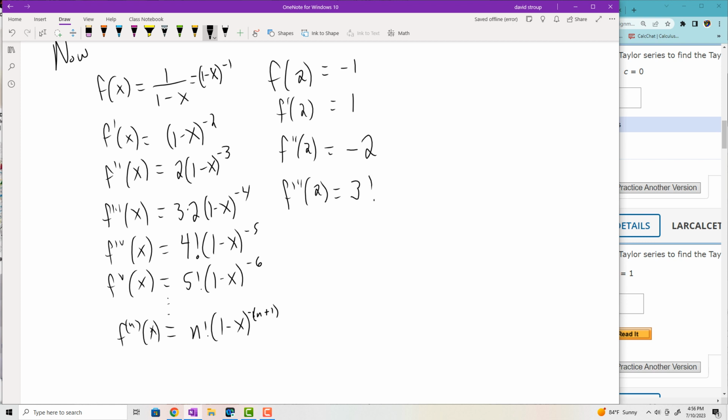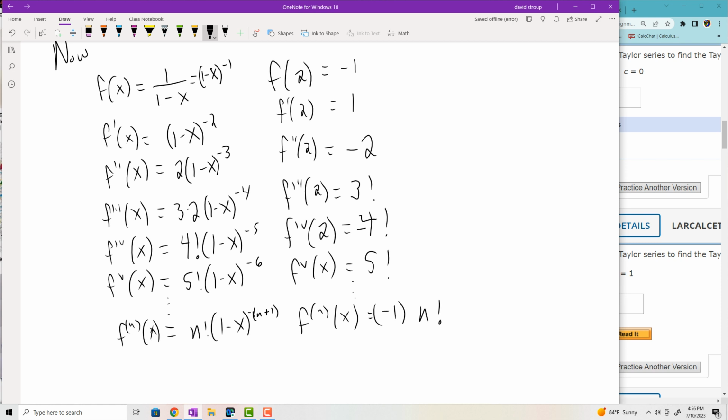And then we have a 3 factorial. This will be negative 4 factorial. And then the general formula looks like it's negative 1 to some power, either n or n plus 1, and then times n factorial. So if the even terms are negative, we need to make this n plus 1.